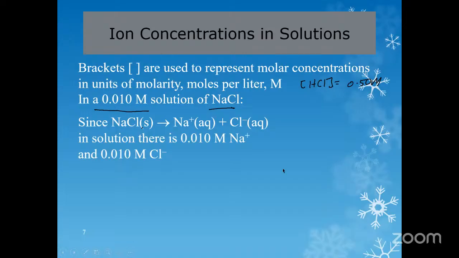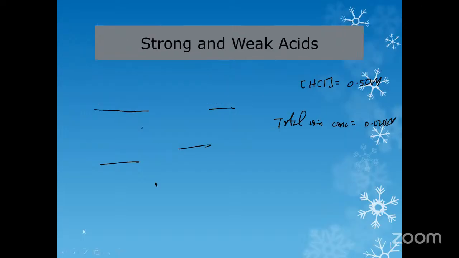So we can say also that the total ion concentration in this case would be 0.020 M, because you have to add this to this. That's how we can tell the concentration of the ions based on the stoichiometry of the dissociation of the compound when added to water. I think I have another example here.